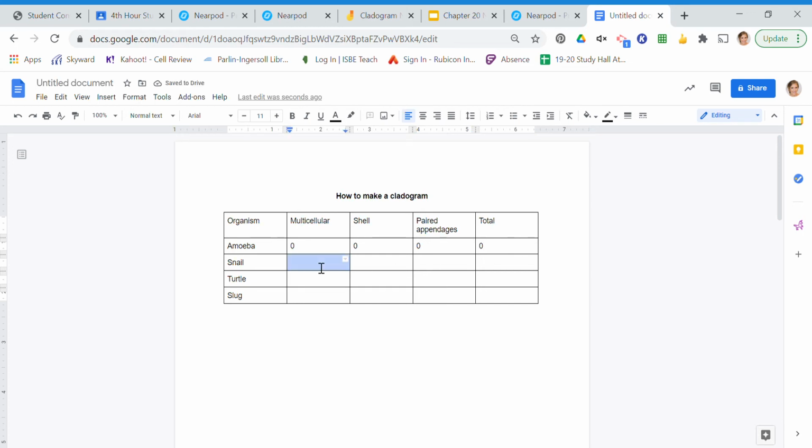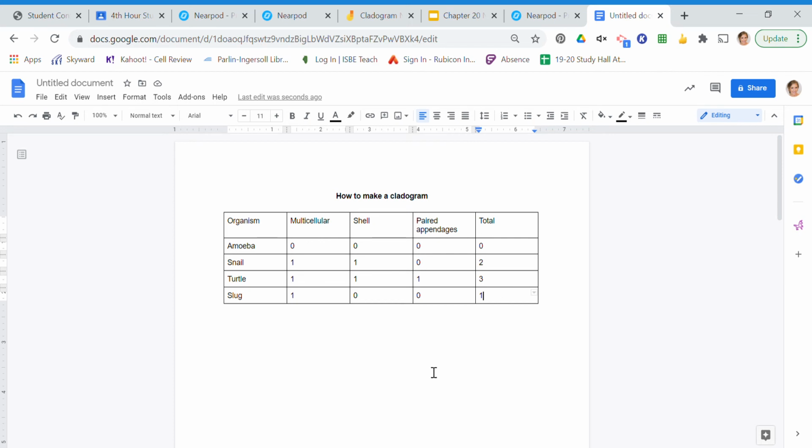The snail, on the other hand, is multicellular. It does have a shell, but it doesn't have any paired appendages, so its total is going to be 2. The turtle, multicellular with a shell and paired appendages, its total is going to be 3. The slug, multicellular, does not have a shell and it does not have paired appendages, so the total is going to be 1.